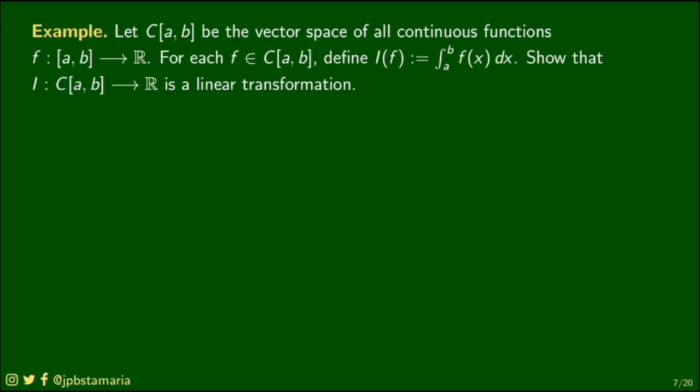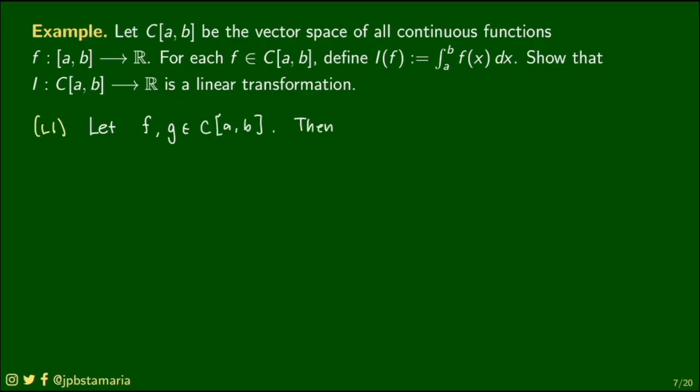We are going to show that the function I that transforms f into this integral, which is a real number, is a linear transformation from the space C[a,b] containing the continuous functions f to the real number line R containing the real numbers. In order to do this, for the L1 equation, we take two functions f and g from the space C[a,b].